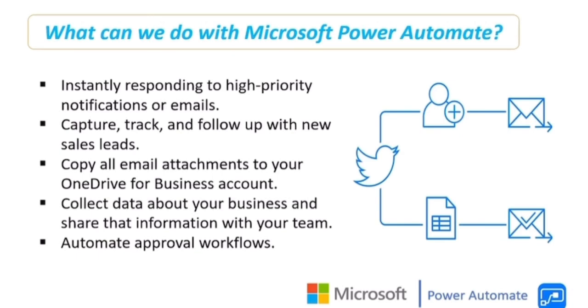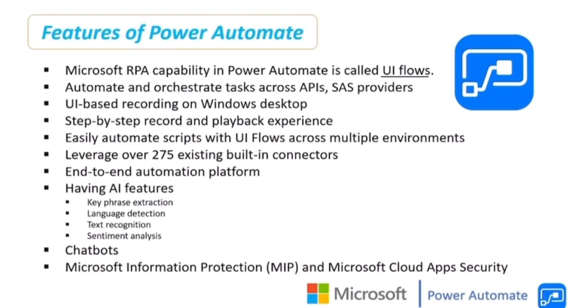Features of Power Automate. Some key features include Cloud Flows, automate tasks and processes in the cloud. Desktop Flows, use Robotic Process Automation, RPA, to automate tasks on your desktop. AI Builder, integrate AI capabilities to enhance your workflows. Templates, start quickly with pre-built templates for common scenarios. Connectors, access over 1,000 connectors to integrate with various apps and services. Process Mining, discover and optimize business processes with data-driven insights.